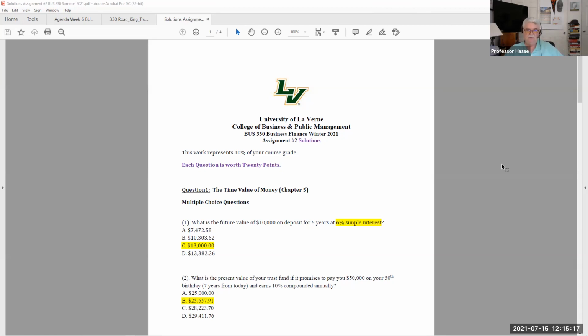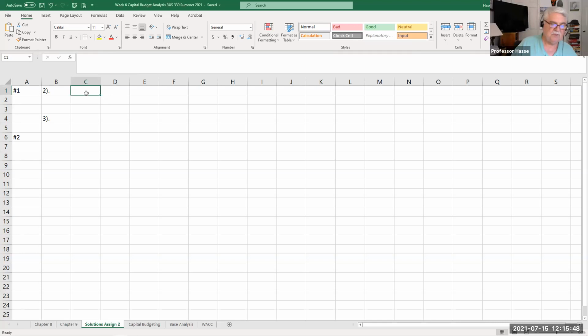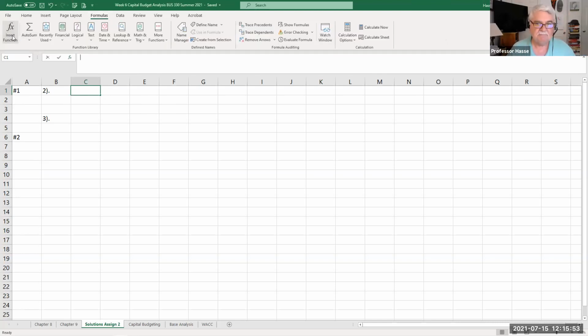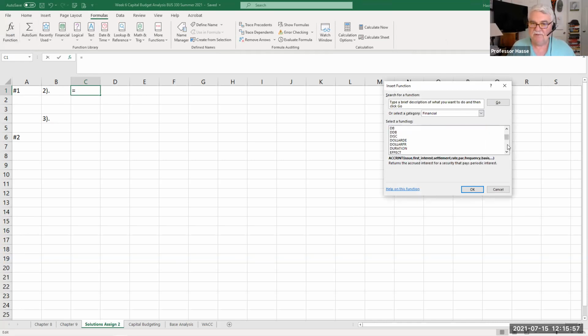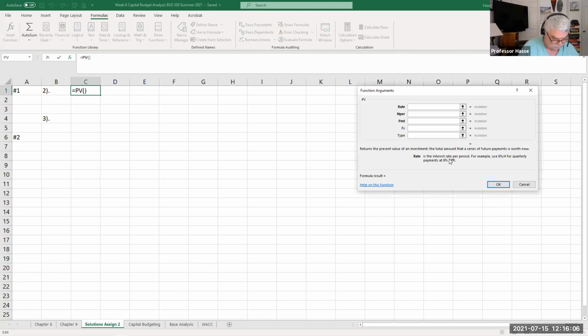In question number 2, what is the present value of your trust fund if it promises to pay you $50,000 on your 30th birthday, 7 years from today, which earns 10% compounded annually? In other words, what's the present value of $50,000 discounted at 10% for 7 years? Well, let me show you that in a spreadsheet. If I go to my spreadsheet and go to Formulas, Function, Financial, Present Value, PV, I can calculate that present value of $50,000 by putting in the interest rate, which is 10%. That's the discount rate. The number of periods is 7. It's over 7 years. And the future value, what we want to have in 7 years, is minus $50,000.